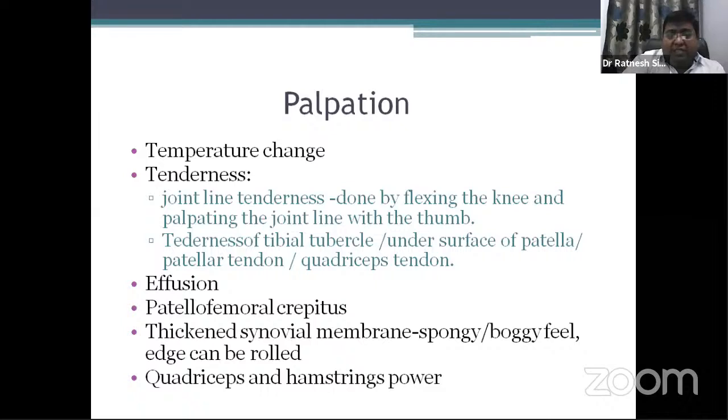Check for the effusion. Look for the patellofemoral crepitus. There might be a thickened synovial membrane which may feel spongy or boggy, and you can actually roll the edge with your finger between your finger and the bone. Then check the power of quadriceps and hamstring muscles.